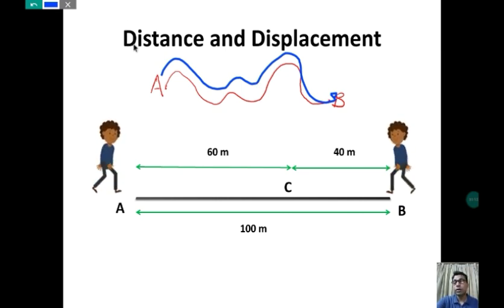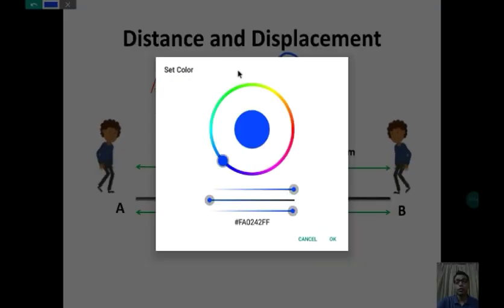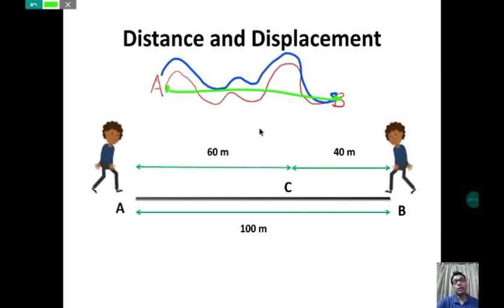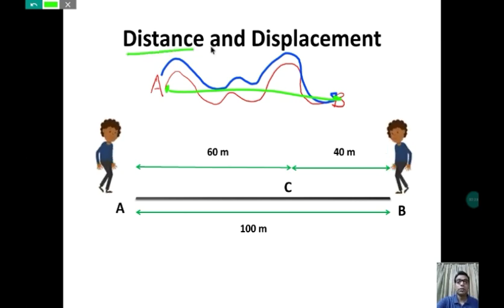If we have to calculate the displacement, what will we do? As we know from the definition, it is the shortest distance between any two points. So the initial or final position, we make a straight line from A to B, and this length is the displacement. We can say the shortest distance between two points is the displacement. So I think it is very clear about the distance and the displacement.